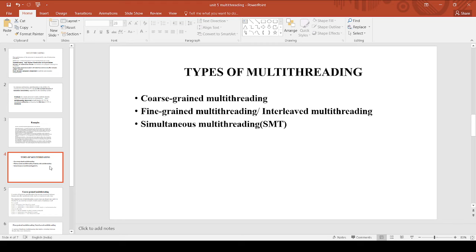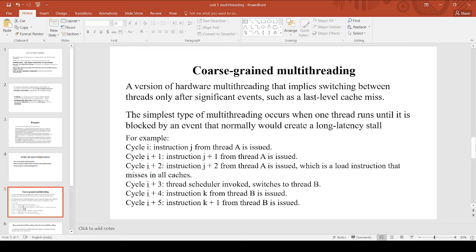There are three types of multithreading: coarse-grained, fine-grained, and simultaneous multithreading. In coarse-grained multithreading, the switch between the threads takes place in case of a cache miss.